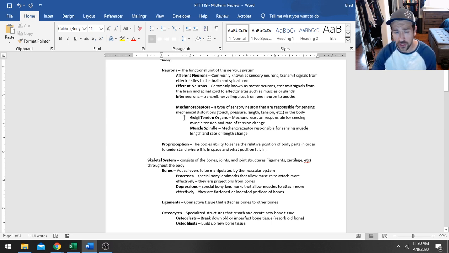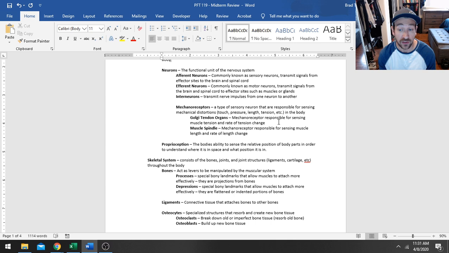So the mechanoreceptors that we primarily talk about are going to be Golgi tendon organs, which are the mechanoreceptors that are responsible for sensing a muscle's tension and a muscle's rate of tension change. So when you hear the word Golgi tendon, think Golgi tension, right? They are located in your tendons, which is where they get their name. But their job is to sense the tension in your muscle and how fast it is generating tension.